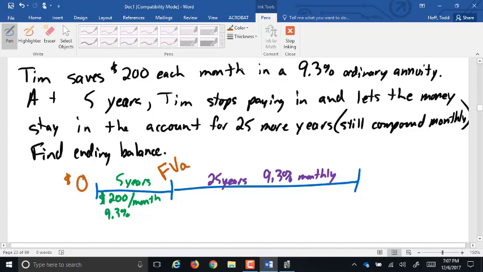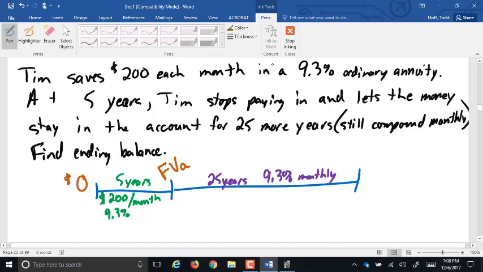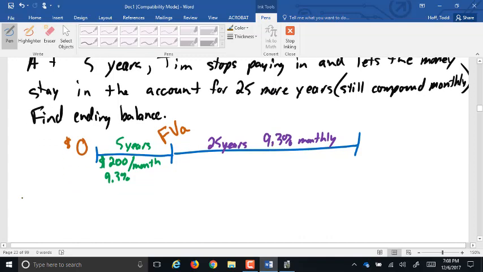Anybody have any thoughts on what we should do? No, crying is not an option. Okay. So the future value of what? 200 times or divide? Times 1, 2, 3.